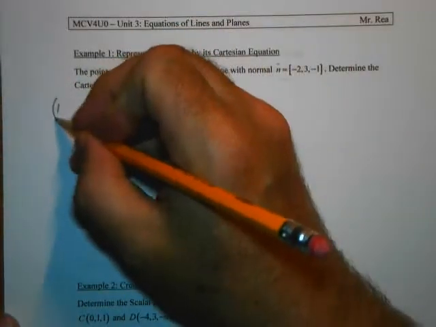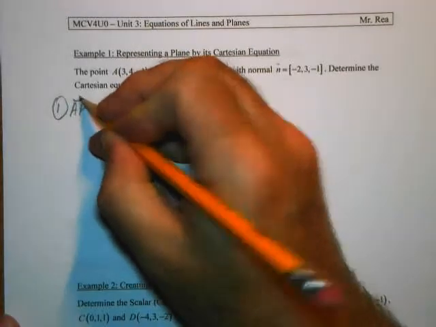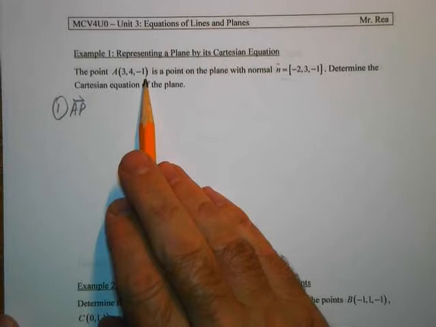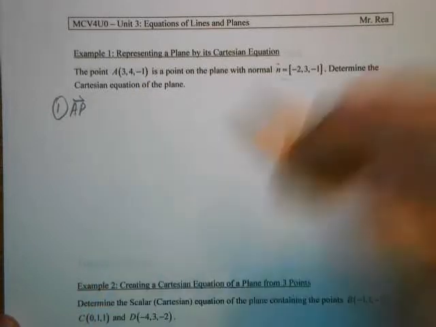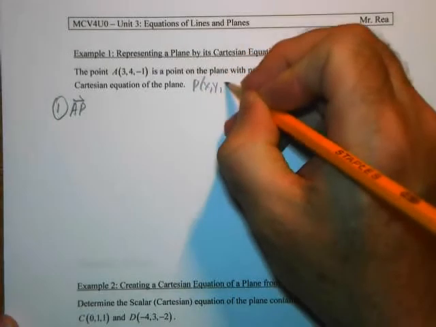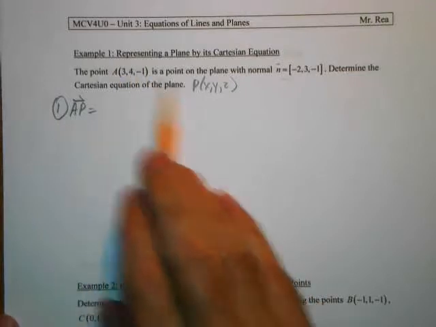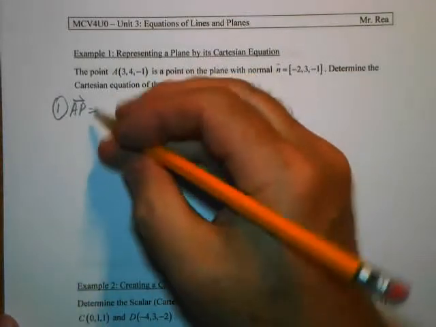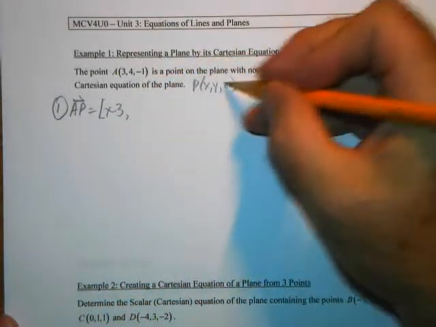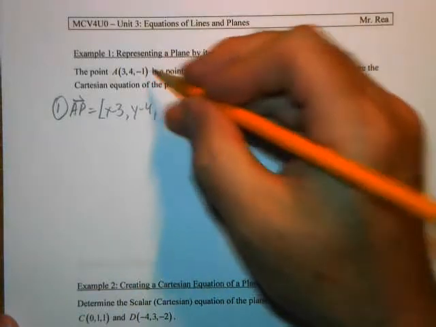So the first method's the one that I don't use, but I'm going to show you anyways. If I want to create a vector from A to any other point, and I'll call it point X, Y, Z, might as well put that here. If I want to create that vector, it's going to be X minus 3. So the components of that vector will be X minus 3, Y minus 4, and Z minus -1, or Z plus 1.